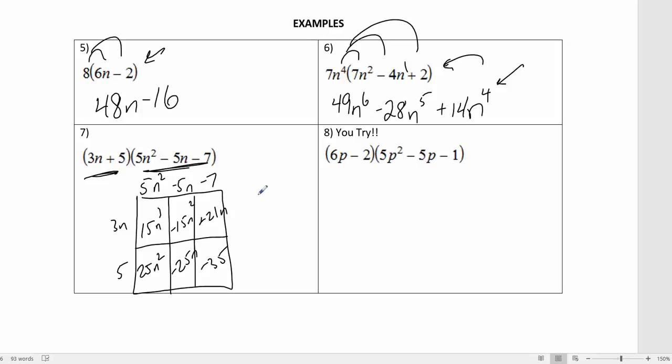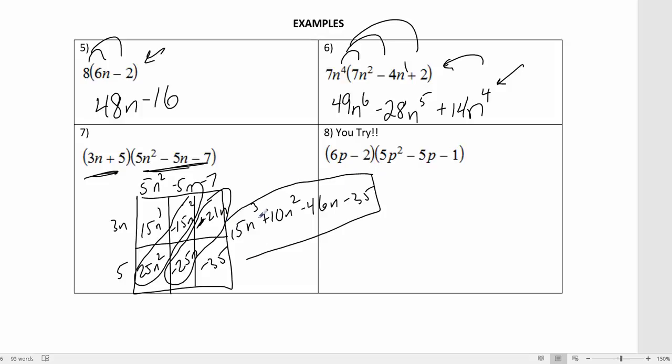Now, if I look at this, it's kind of the same general process. I look at my diagonals and I can add them together. So I can combine those two here, and I can combine these two here if you look at them. So let's put them all together now. So 15n to the 3. 25 minus 15 is 10n squared. Negative 25 and then minus 21, that's negative 46n, and then a minus 35 is at the end. So this is actually your answer for number 7 there.